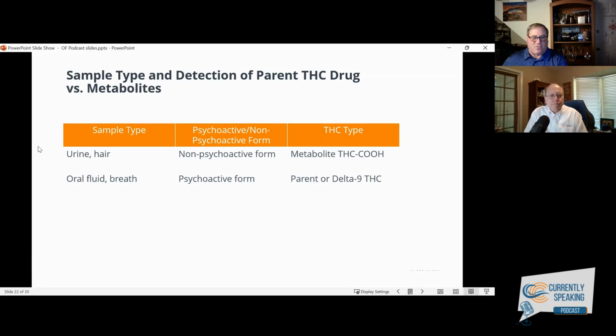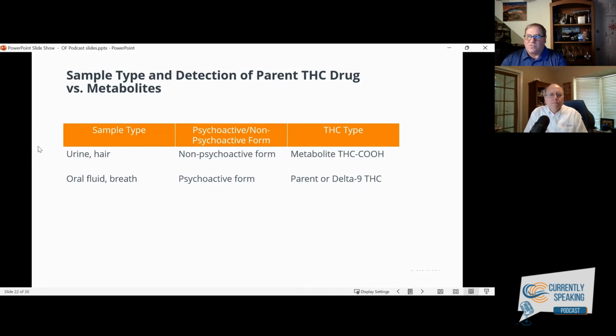And that's what you test for in a urine screen. With oral fluid and breath, you're really looking at the psychoactive form. It's something that has come from the bloodstream into that sample type. In the case of breath, it's more from the lung and the interaction with the bloodstream. Where you're dealing with the psychoactive form of the drug, that's the parent, or the delta 9 THC.